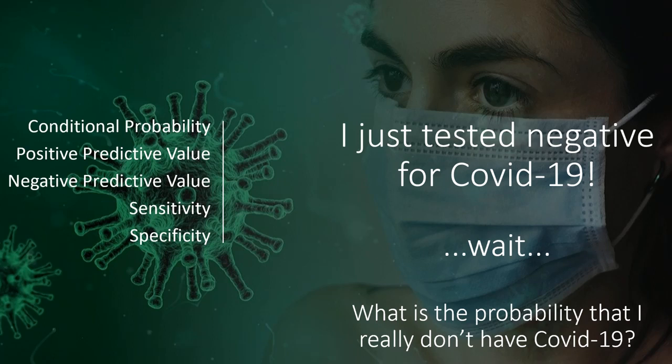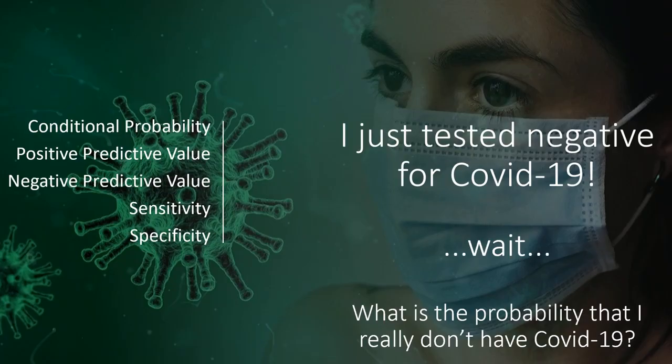But wait, does that really mean I don't have COVID-19? We're going to talk about that and more in this video. We're going to talk about how to calculate conditional probabilities, what positive predictive values and negative predictive values mean, and what sensitivity and specificity are.